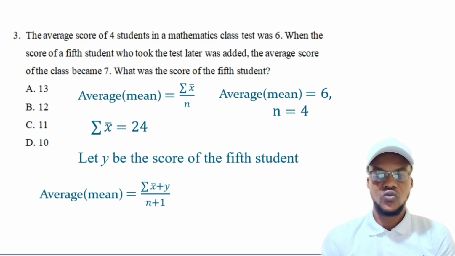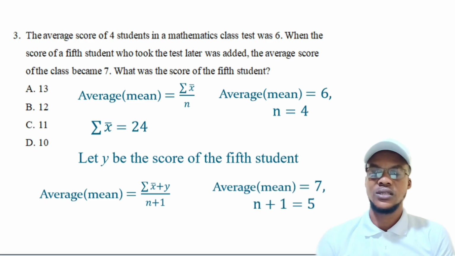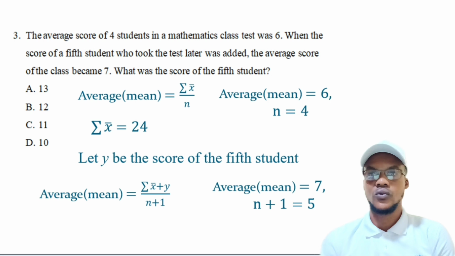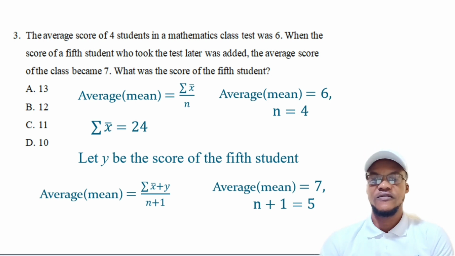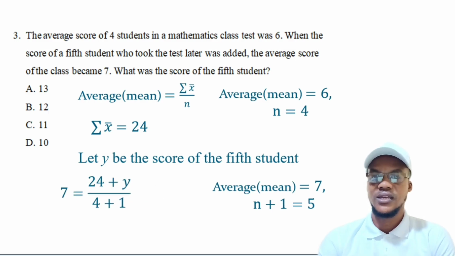Great. Once we have that, we just substitute our values and move on. We know that we have the average as 7, and we also have n plus 1, which is 5, because another person, one student, has been added. We just substitute these values and then find the value of y. All right, great. Once we substitute, this is what we are going to get.